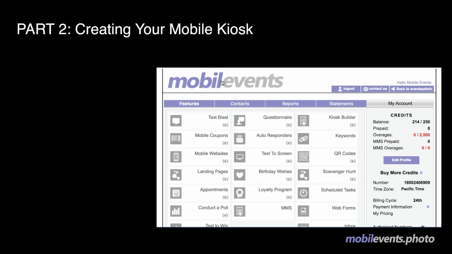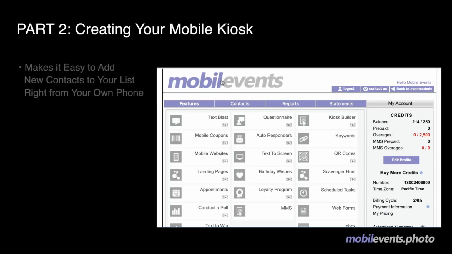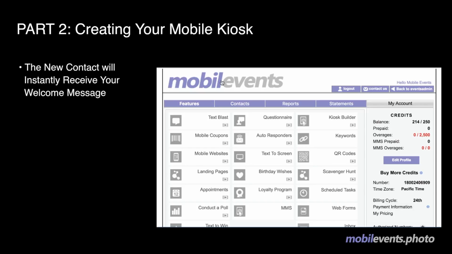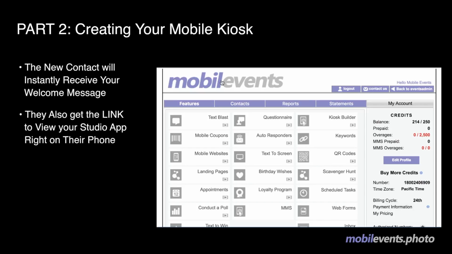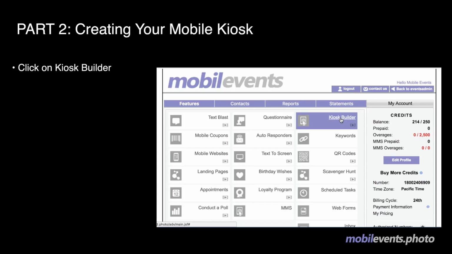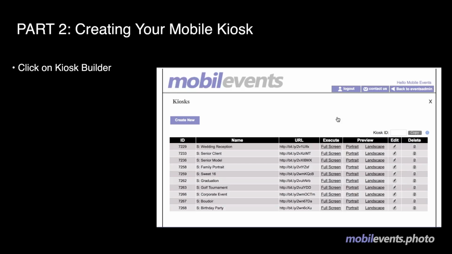I love this feature. Your mobile kiosk makes it easy to add a contact's number directly into your phone. When you do that, your contact will receive your welcome message that you just created along with the link to view your Studio app. Now, let's load your mobile kiosk to your phone. To start, I want you to click on Kiosk Builder. And to make it easy for you, we've already built one for you.